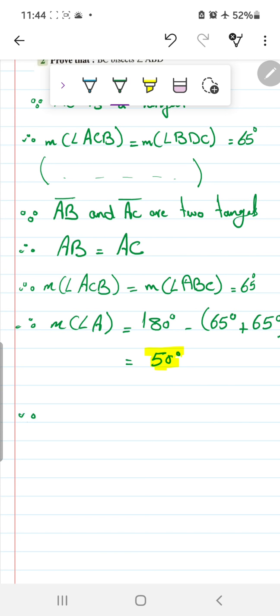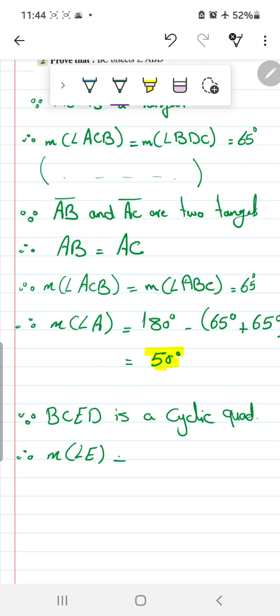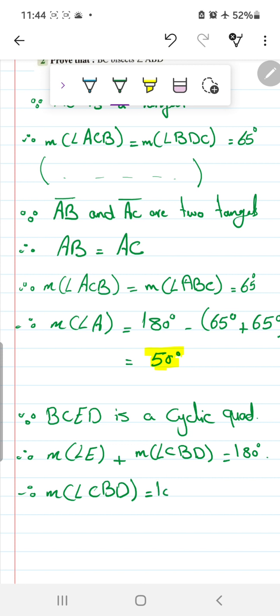So here, since the figure BCED is a cyclic quadrilateral. Why? Because the four vertices lie on the circle. So we get measure of angle E plus measure of angle CBD equals 180 degrees. So therefore measure of angle CBD equals 180 minus 115 equals 65.